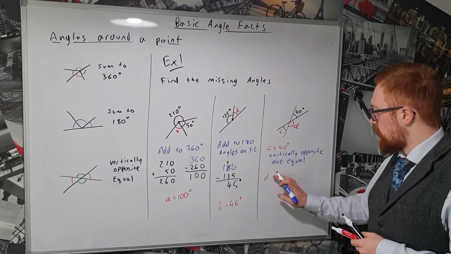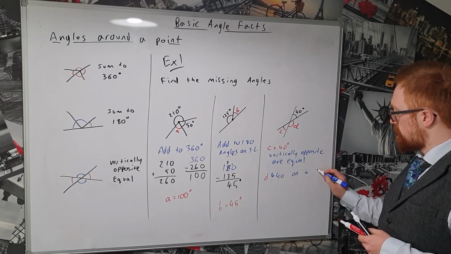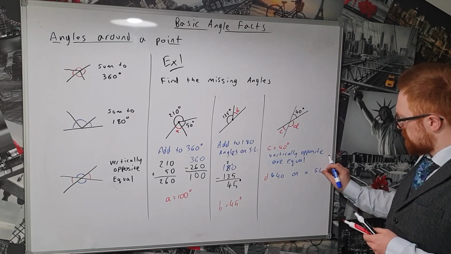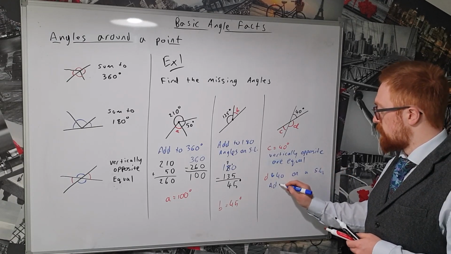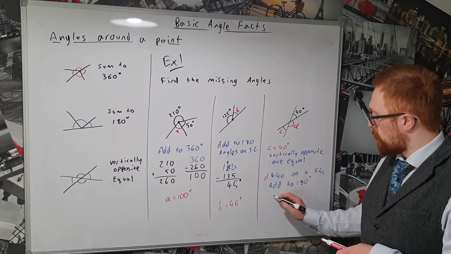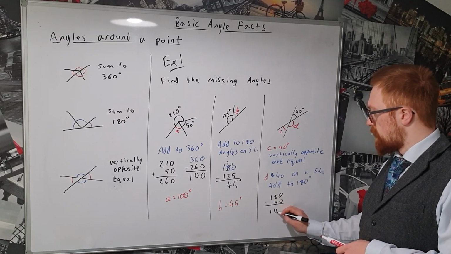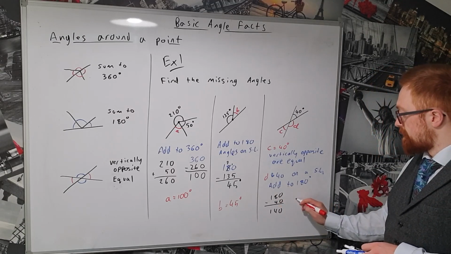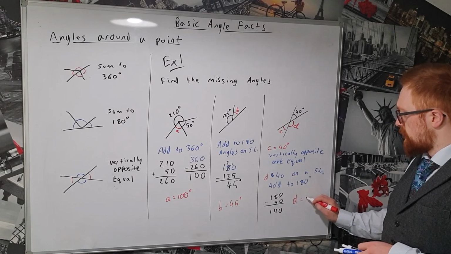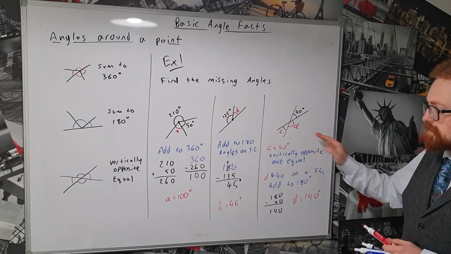So D and 40 are on a straight line, so they add to 180. So then again, when we do 180, we're going to subtract the 40, gives 140. So D is equal to 140 degrees. Excellent.